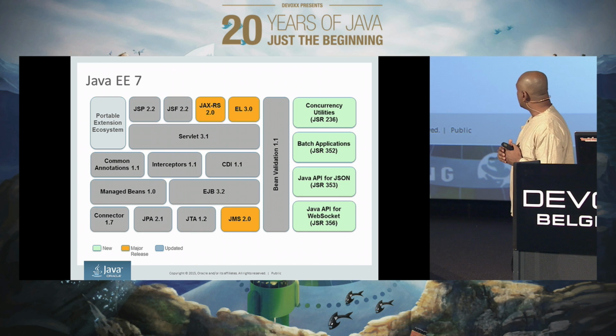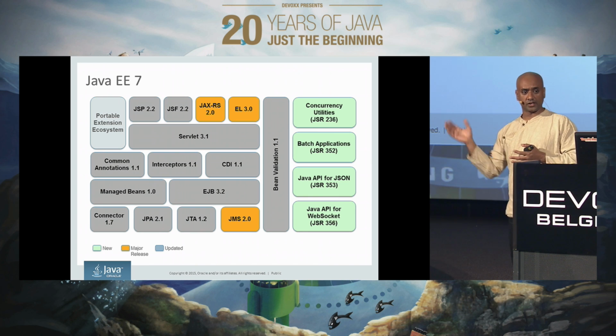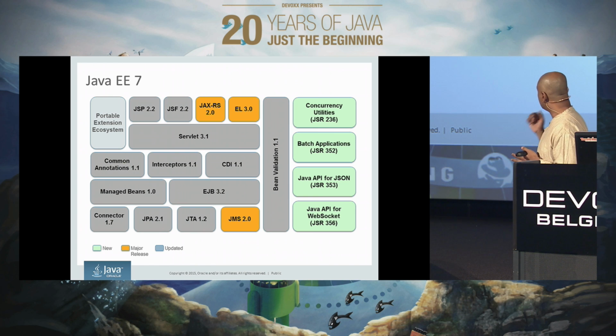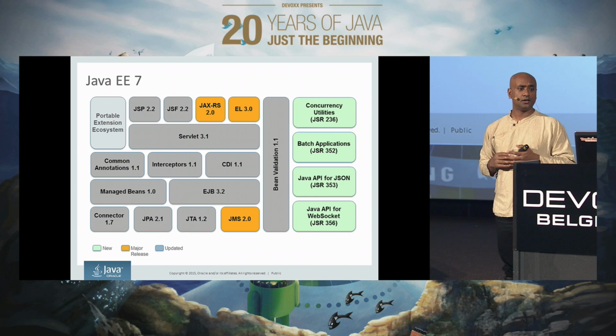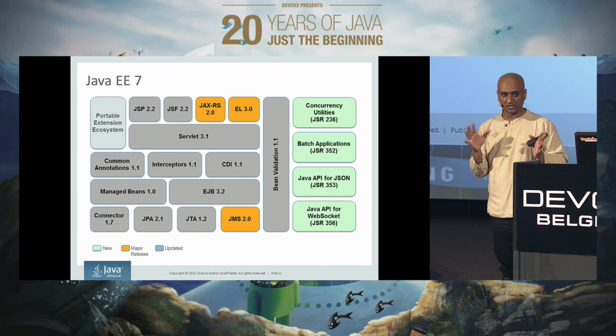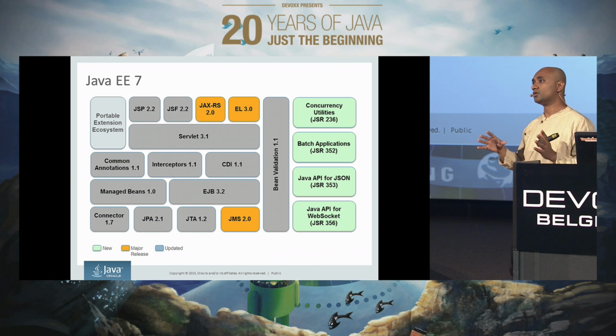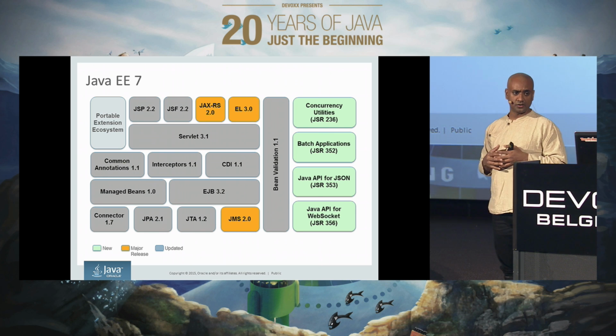And we have a few APIs that have gone through significant revisions. These would be JAX-RS 2.0, EL 3.0, and JMS 2.0. Basically the distinction between this and a minor release is the amount of changes that have gone through each of them.